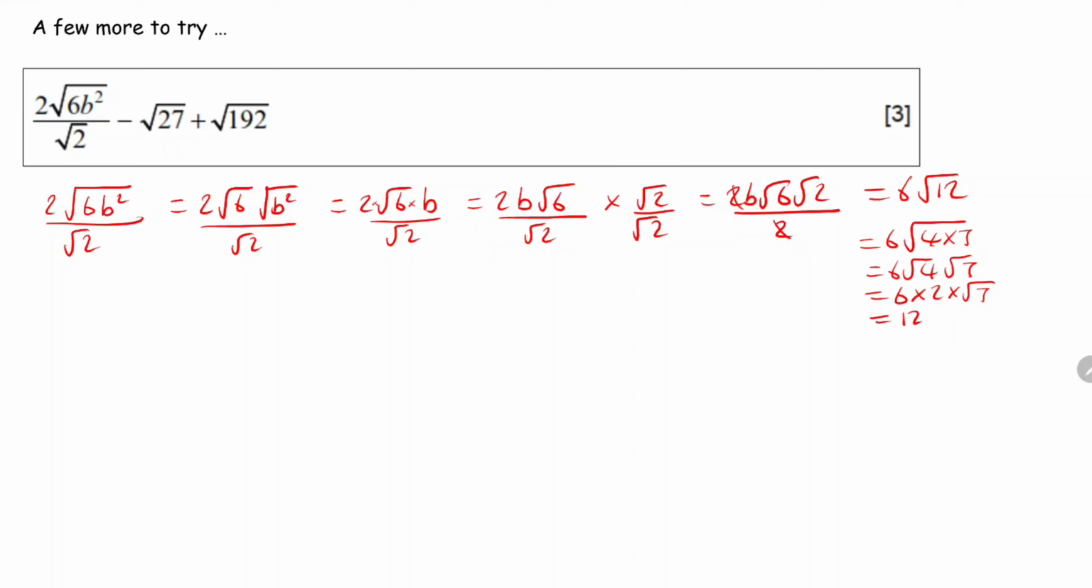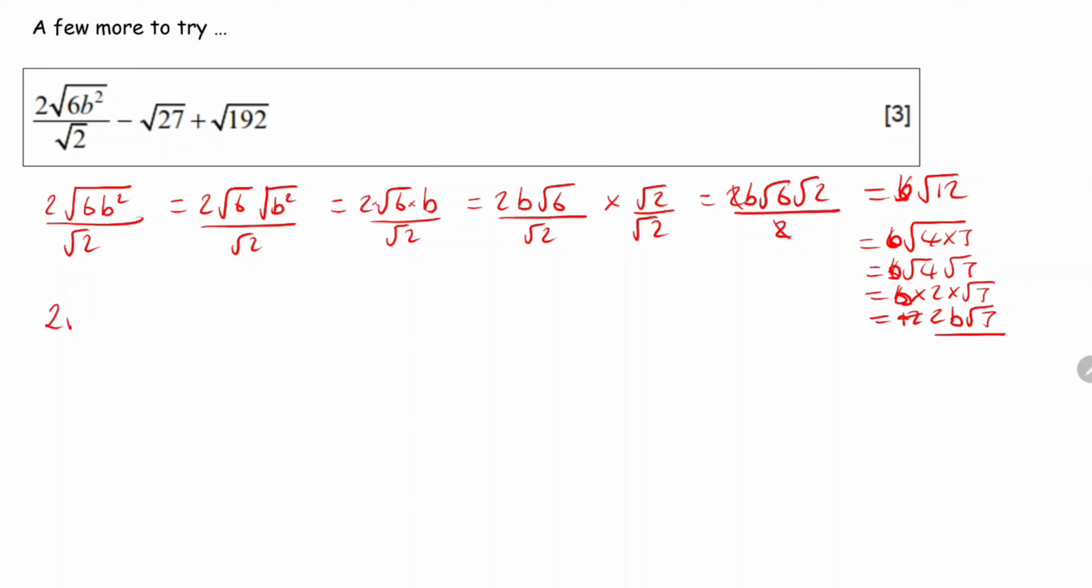Mistakes being made here. I've missed the b out. We should have a b in front here. In fact, that is a b, isn't it? Not a 6. So we end up with 2b root 3. Sorry, my b looks like a 6. So that simplifies to 2b root 3.